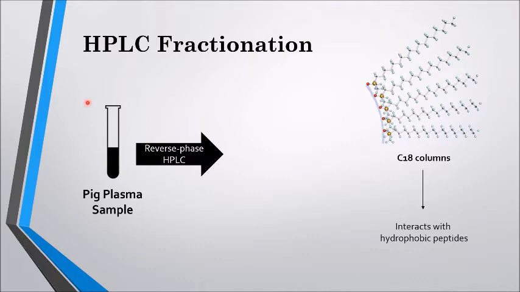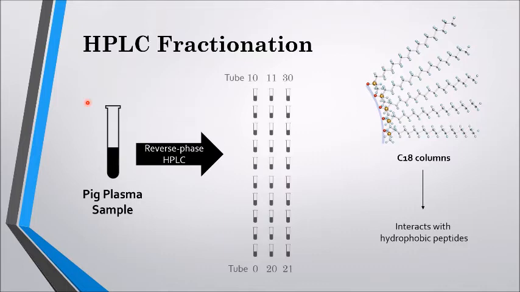After the fractionation has completed, a total of 29 tubes were obtained in our experiment. Each tube contained different peptides. Tube 0 was used as a blank. Tube 1 will contain peptides which are most hydrophilic, while those in tube 29 will be most hydrophobic.